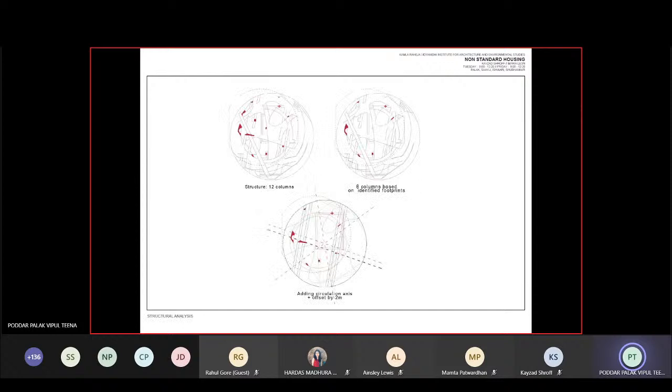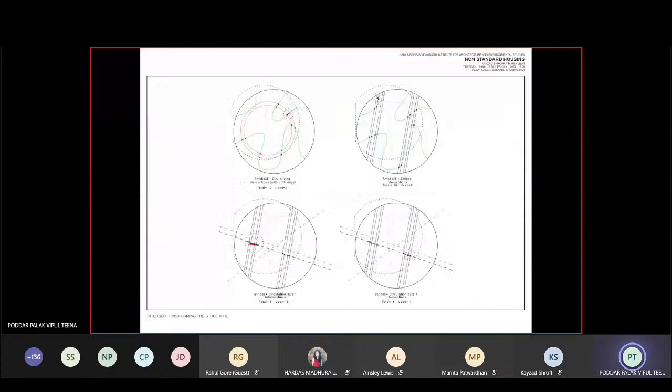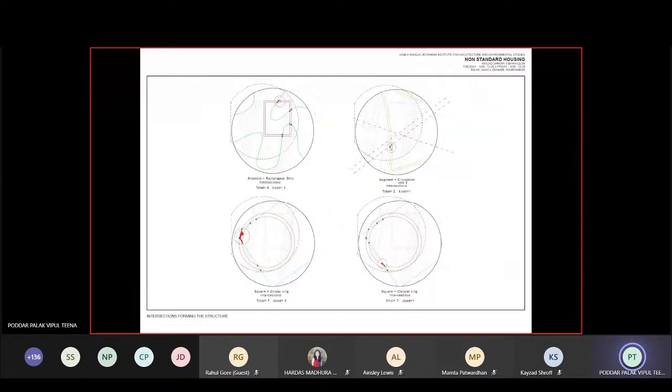So after the iterations, we took a step back and started looking at the structure, and we realized that the structure actually happens as a result of intersection. So we were able to identify 6 columns based on the shapes that we identified initially. And after multiple trials, we found out that the sets of footprints that intersect with each other create this column, and in some cases they also intersect with the circulation axis. And you can see that in these diagrams.